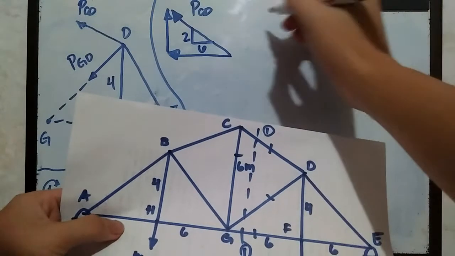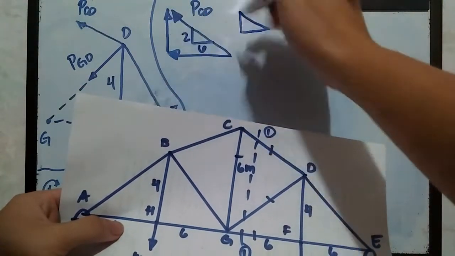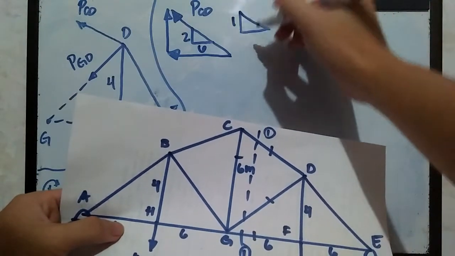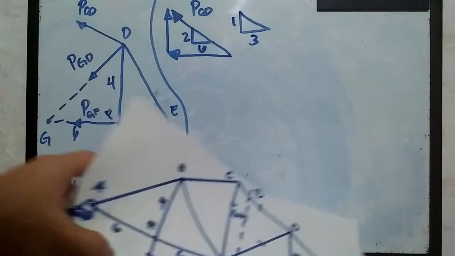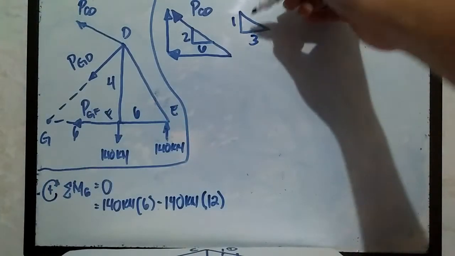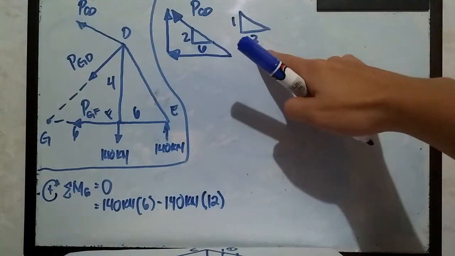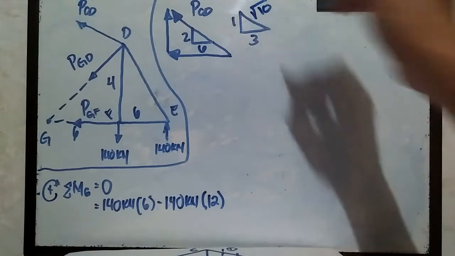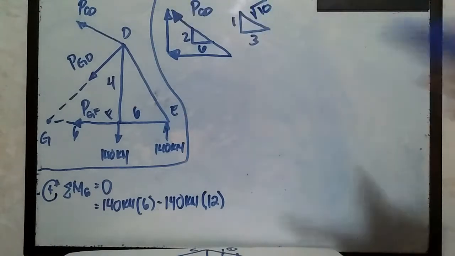So let's try to draw it here. If this is 2 over 6, we can simply get the lowest term, divisible by 2. This one is 1, and 6 divided by 2 is simply 3. And then get the hypotenuse by utilizing the Pythagorean theorem. So 3 squared is 9, and 1 squared is 1. So this one is square root of 10. So this will be the data that we're going to use.